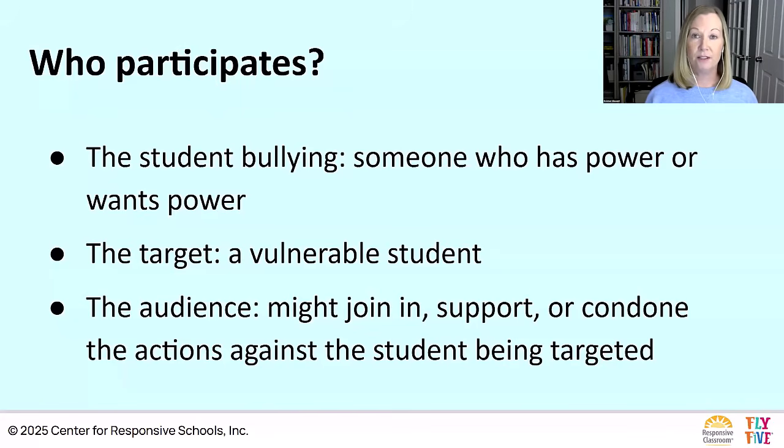And it's important to note that sometimes students move between these roles. So sometimes a student can be engaged in bullying behavior and instigating mean behavior. And then maybe later in the day or later that week or at some other time in their lives, they can become the target of bullying.